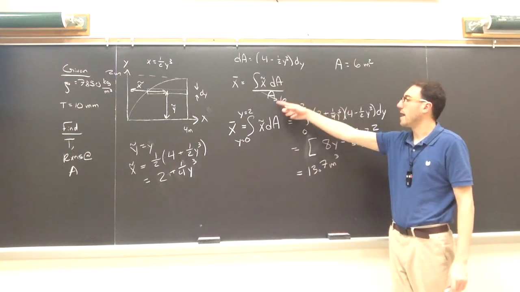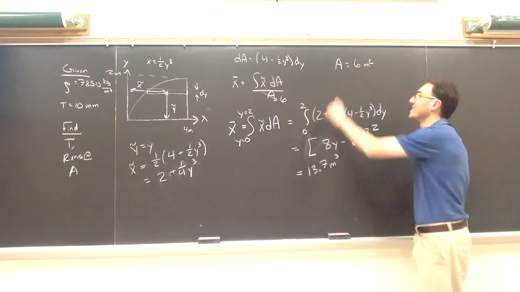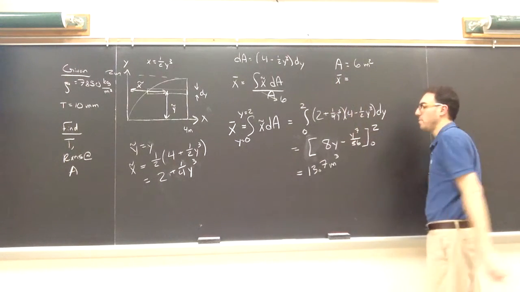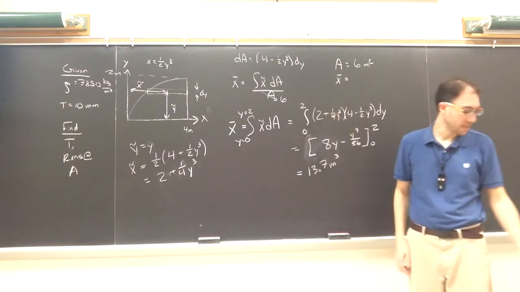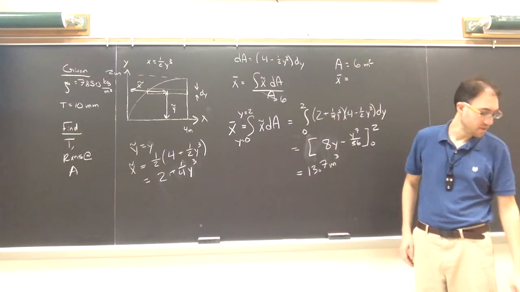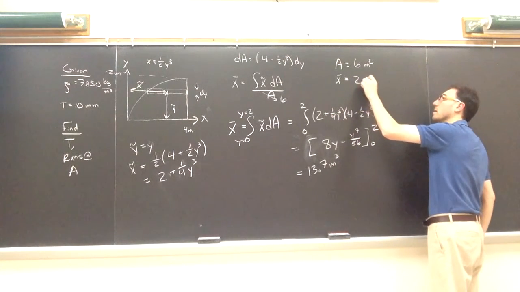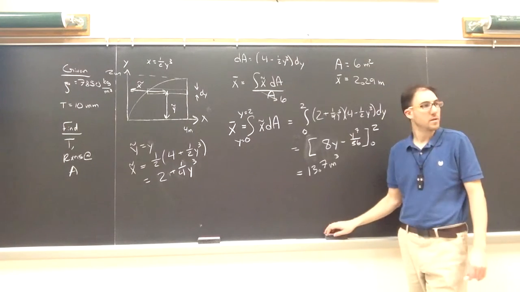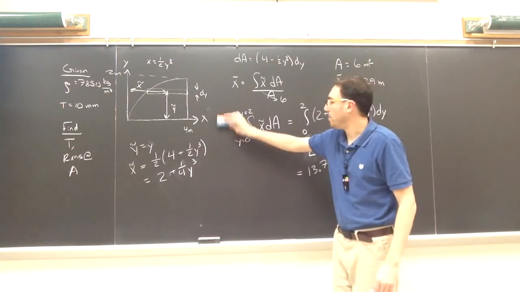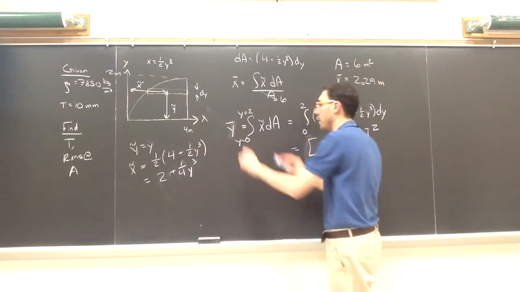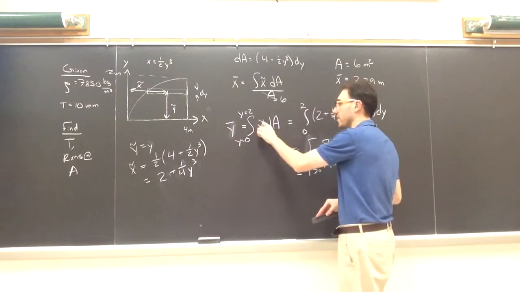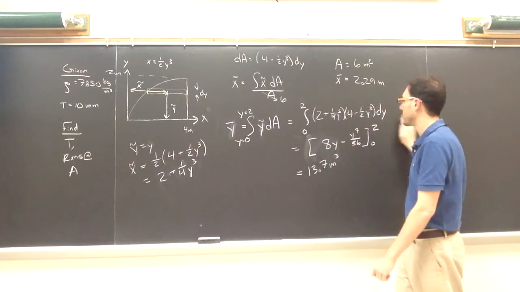We have the numerator now. We knew the denominator was 6. So for x bar, we have 13.7 over 6. We find that x bar is 2.29 meters. Right, so for y bar, we do the same thing, but with y tilde instead of x tilde times dA.